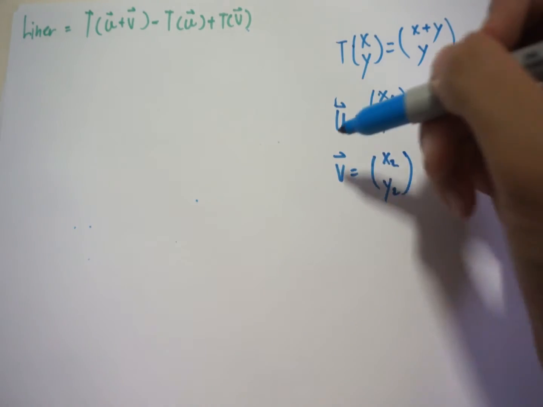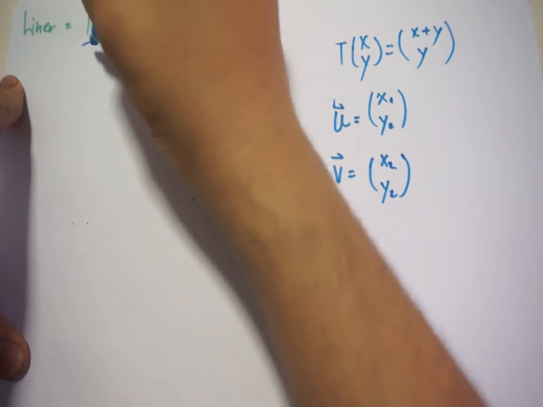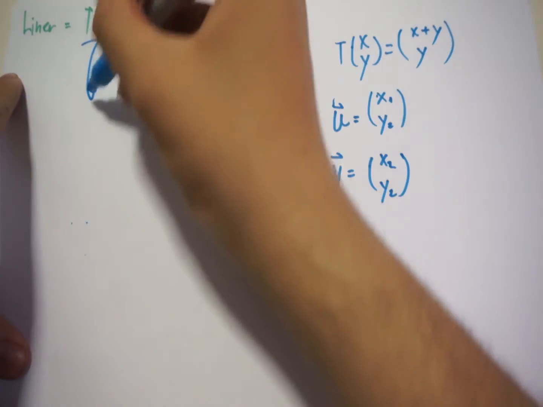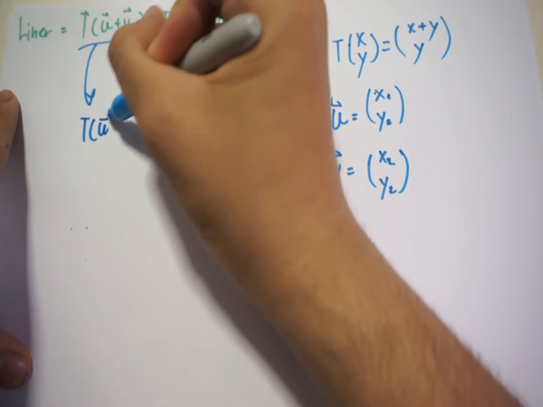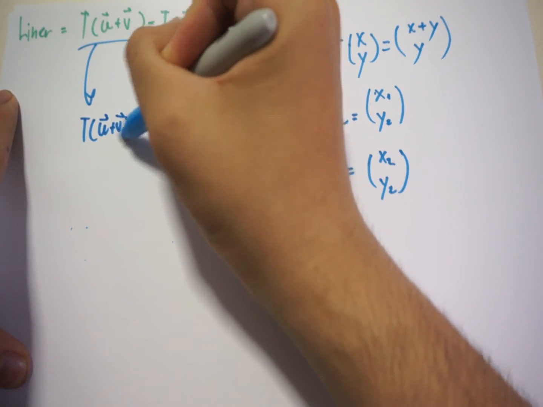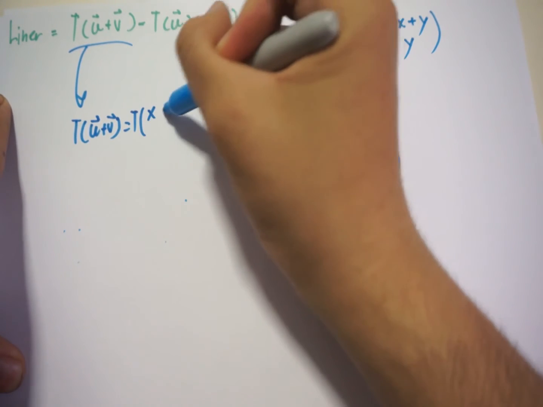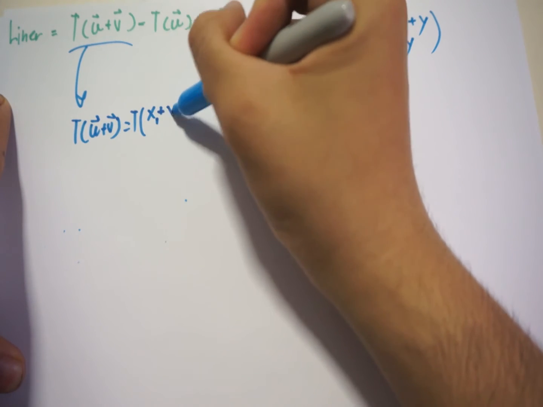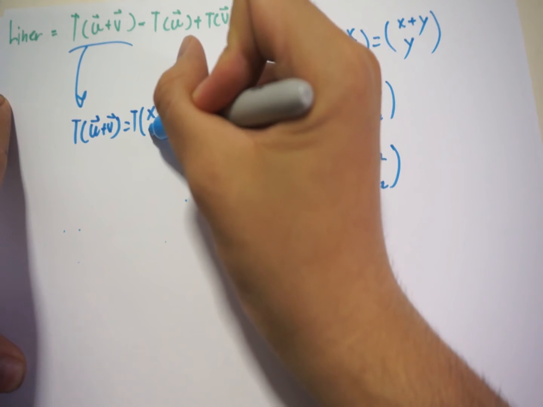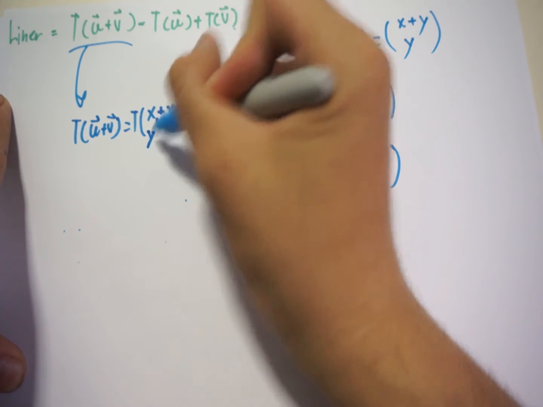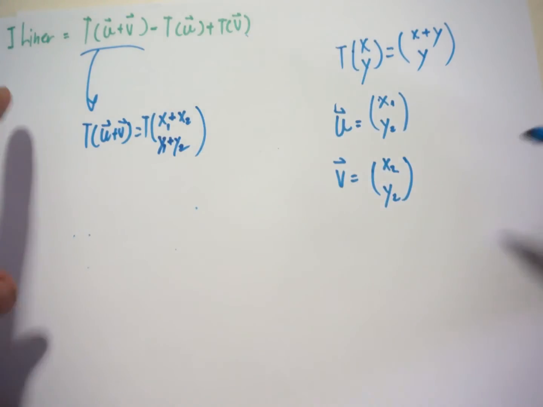Okay, now we've established u and v. We're going to turn them into transform form. We're going to solve this one first. Which is T of u plus v equals T of x1 plus x2 and y1 plus y2.